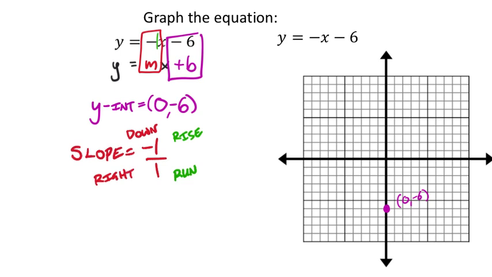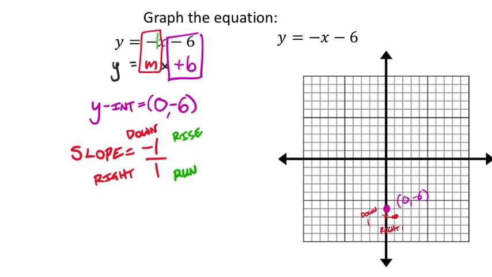So from the y-intercept that we've already put on the graph here, 0, -6, we're going to go down 1 to the right one, which will tell us where the next ordered pair is. So right here, I go down 1. I know it's kind of close, but then I go to the right one. Boom, right there. See that?